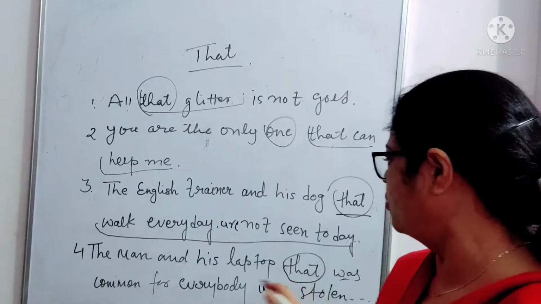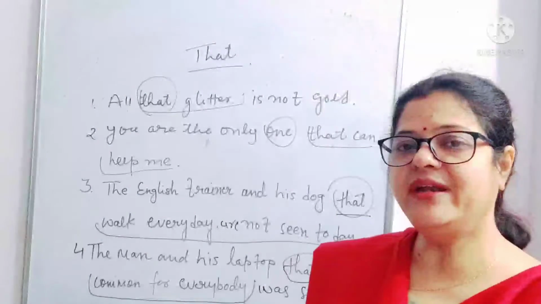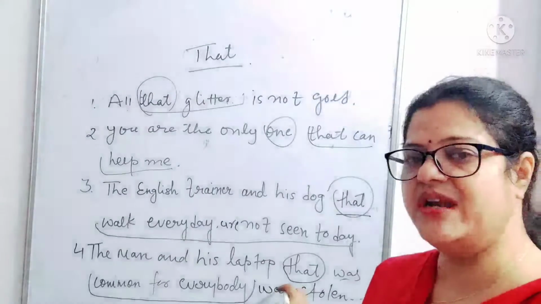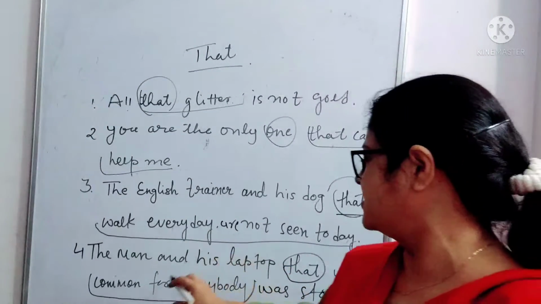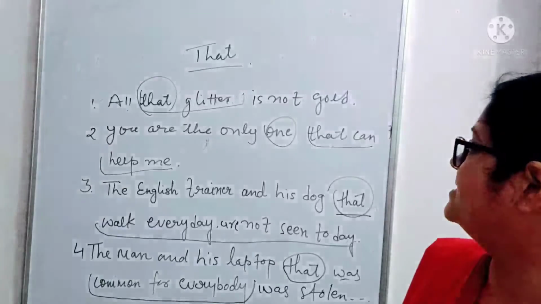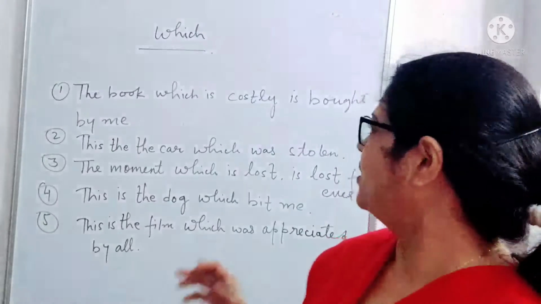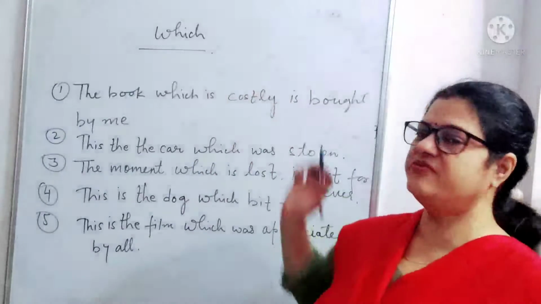So that was common for everybody. Till here we have a subordinating clause starting with this relative pronoun, and it is describing this man and his laptop. Okay. Now let's see another pronoun, that is which. So our next relative pronoun is which.